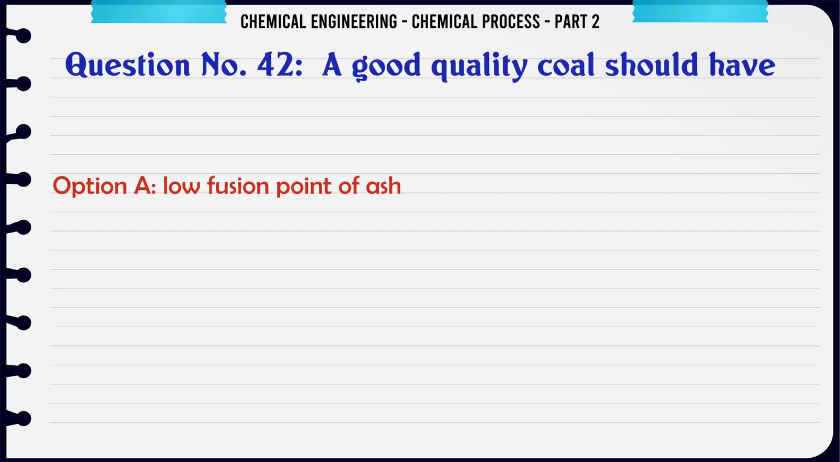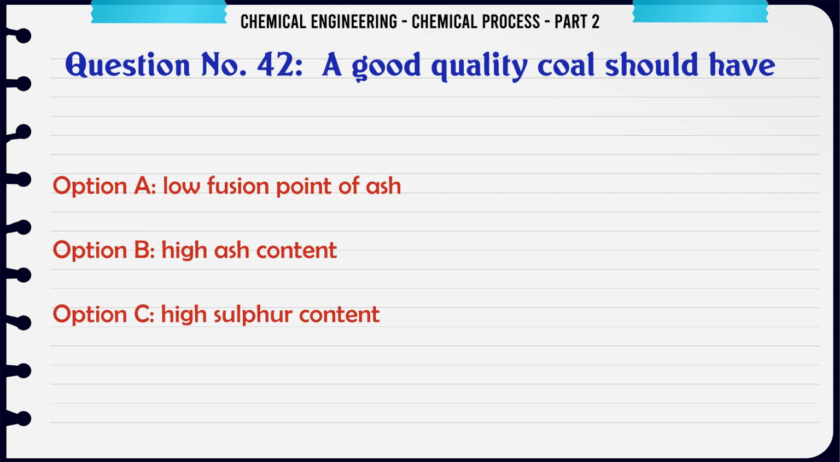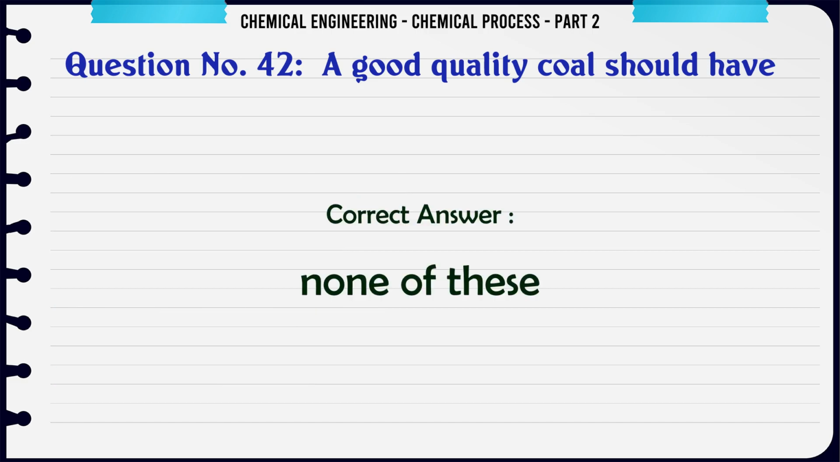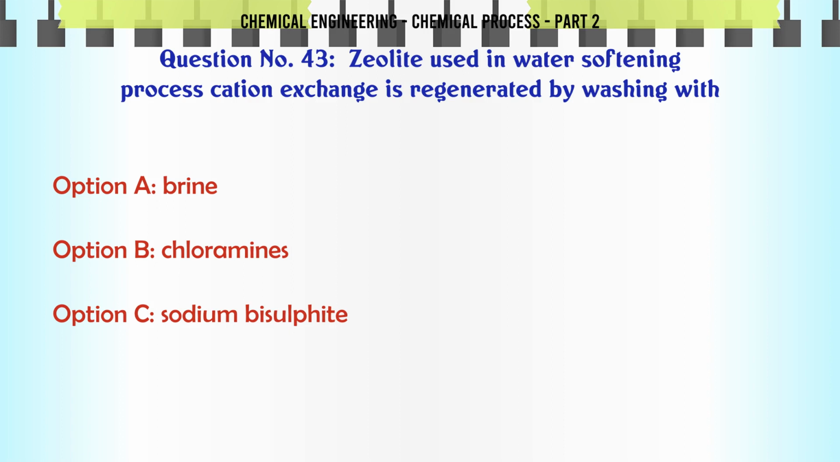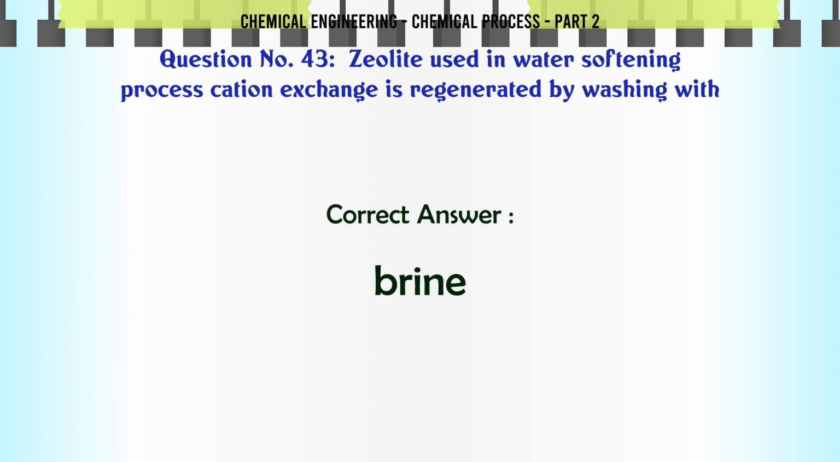A good quality coal should have A. low fusion point of ash, B. high ash content, C. high sulfur content, D. none of these. The correct answer is none of these. Zeolite used in the water softening process, cation exchange, is regenerated by washing with A. brine, B. chloramines, C. sodium bisulfite, D. liquid chlorine. The correct answer is brine.